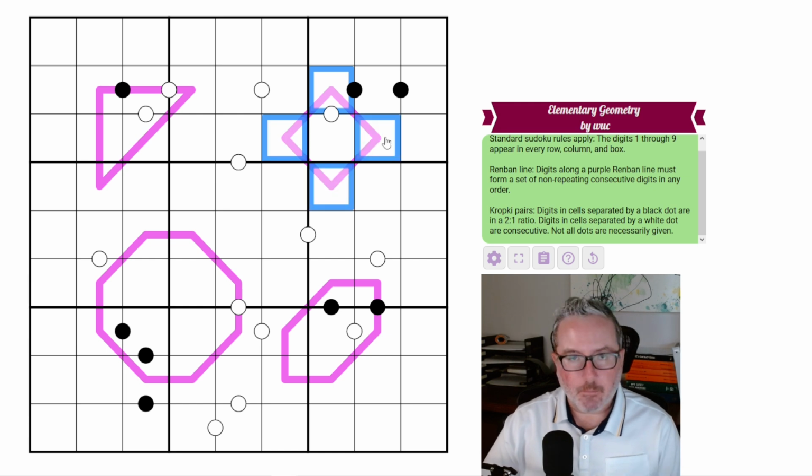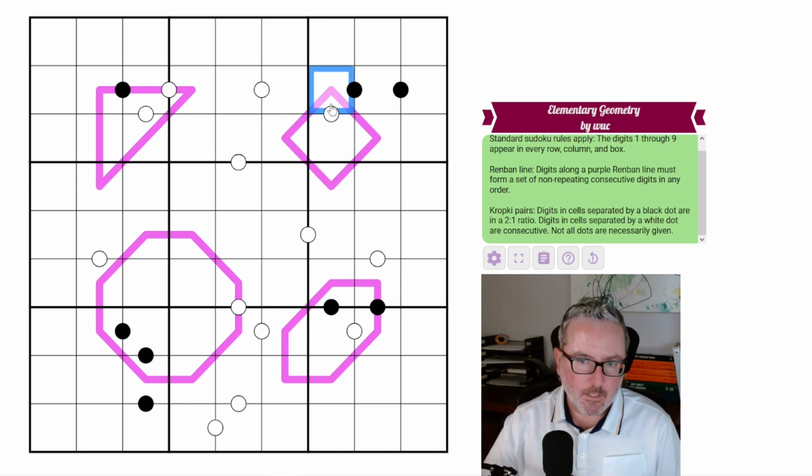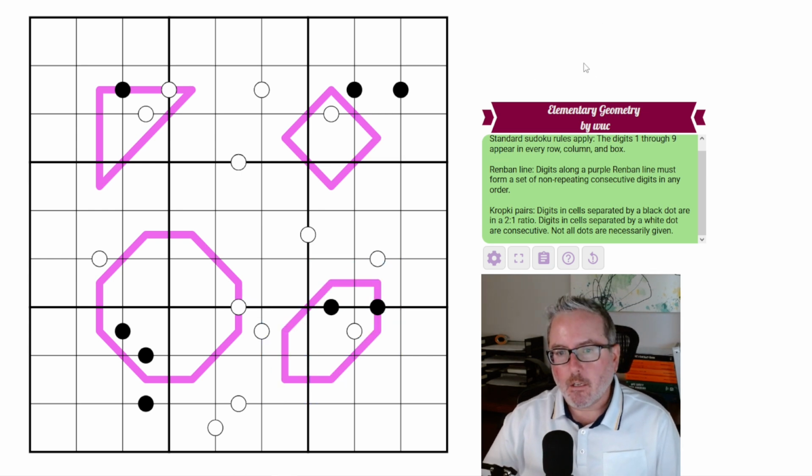Now, all of our shapes are Renban lines, so these 4 digits, whatever they may be, just have to form a consecutive set of digits, and they cannot repeat. They don't have to be in any particular order. Same goes for all of the other geometric shapes we have here. Then the only other rule set we have are Kropki pairs.